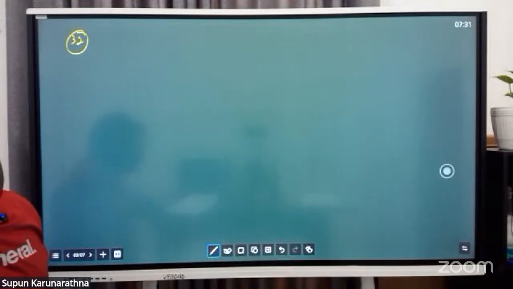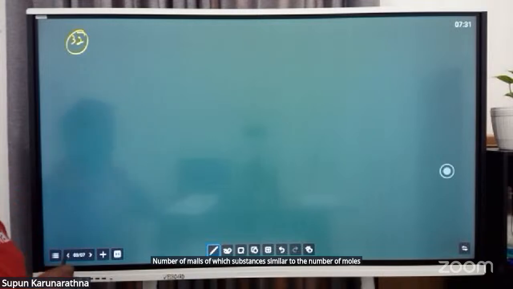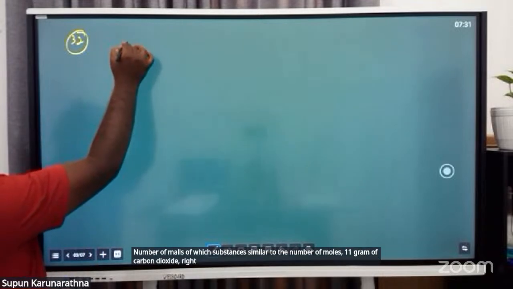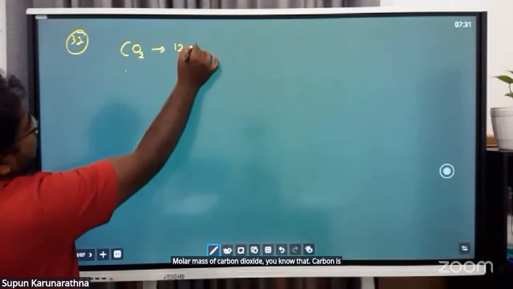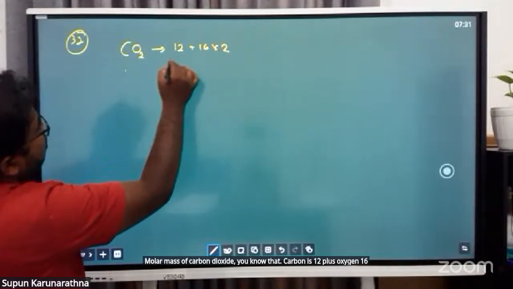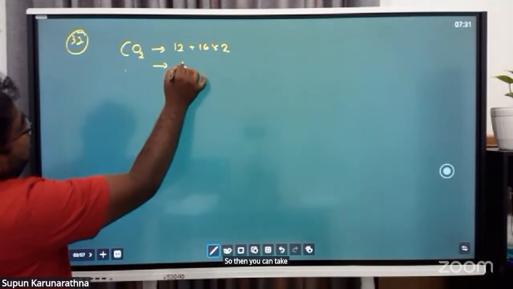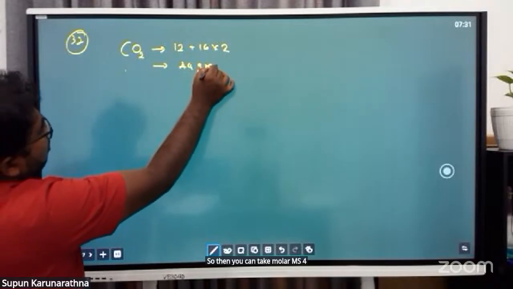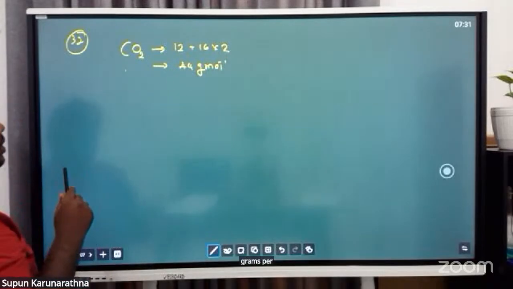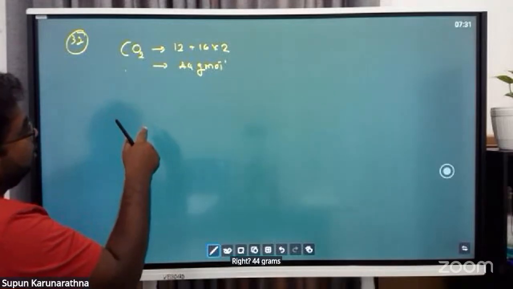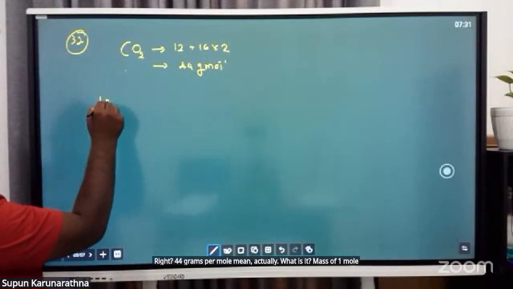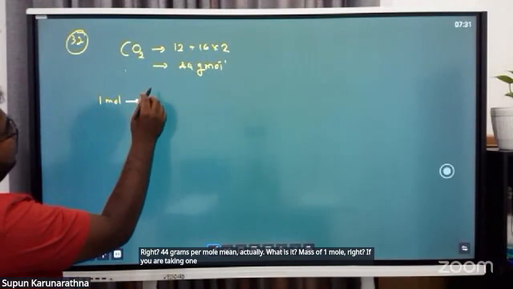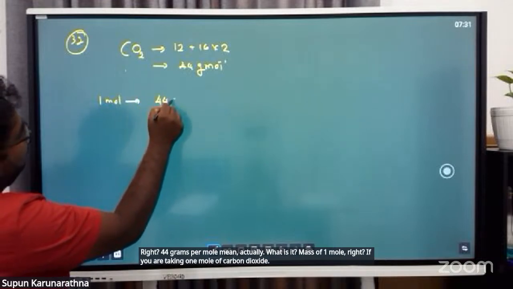The number of moles of which substance is similar to the number of moles in 11 grams of carbon dioxide? The molar mass of carbon dioxide: carbon is 12 plus oxygen 16 into 2, so the molar mass is 44 grams per mole. 44 grams per mole means the mass of 1 mole. If you take 1 mole of carbon dioxide, its mass is 44 grams.